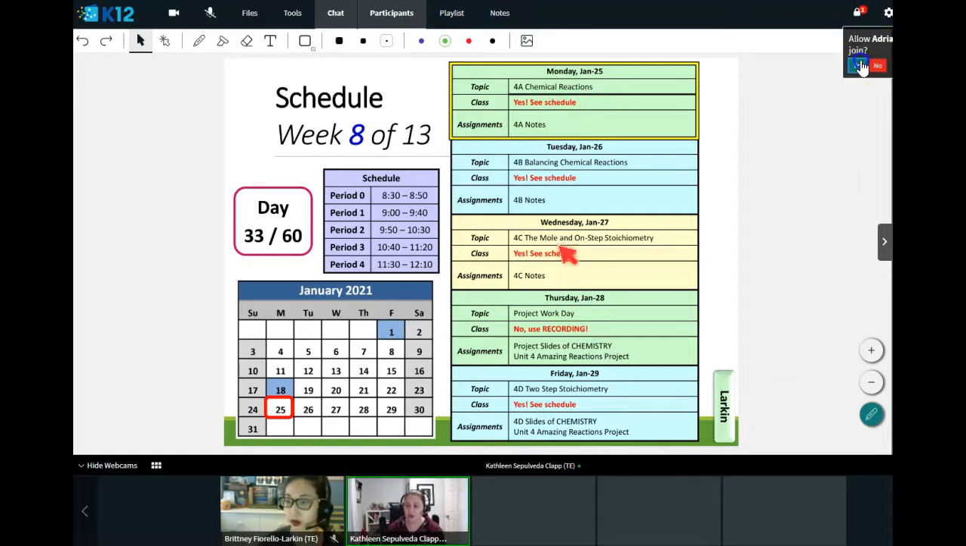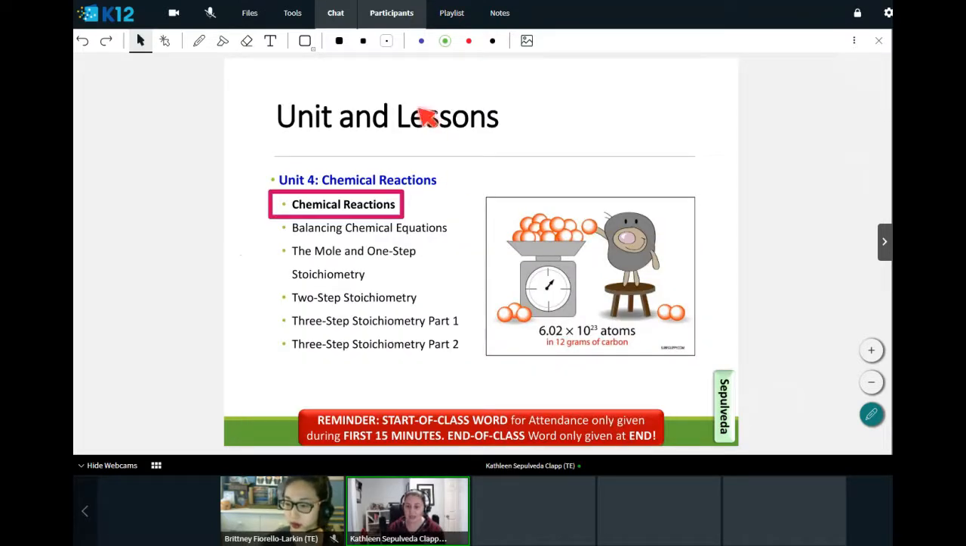So starting unit 4. So let's go ahead and take a look at our new unit. Our new unit is chemical reactions. We're going to talk a little bit about chemical reactions and all different types of things. And I like that little mole there, Mrs. Larkin. The little mole. We'll talk about a mole in a couple of lessons down the road.